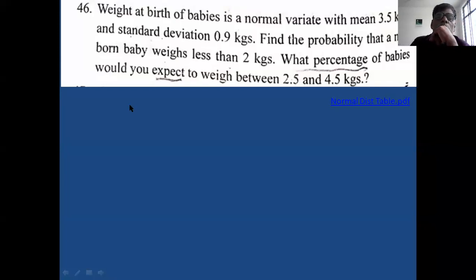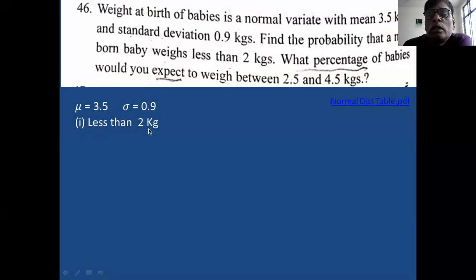So in this problem, mean is equal to 3.5 and standard deviation is 0.9. So the first question is less than 2 kg weight. The probability they asked to calculate is: probability of less than 2 kg is equal to probability of X is less than 2. This problem you solve and you will get the answer.